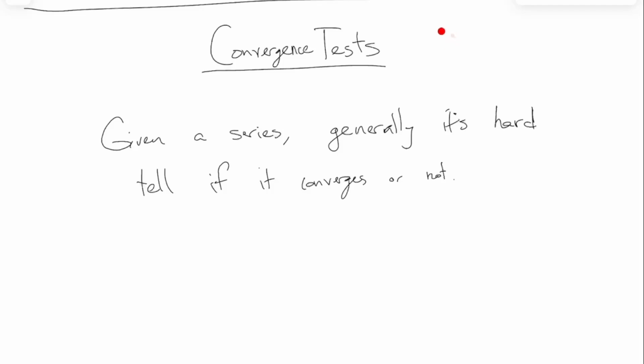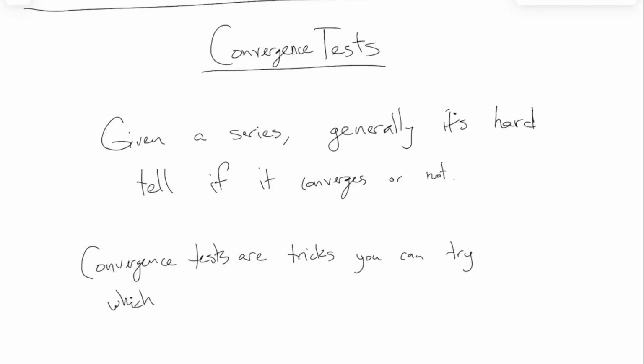What we have are a bunch of what we call convergence tests. These convergence tests are individual tricks that you can try which might tell you if it converges or not. There are several different tests that we're going to talk about. The first one is the integral test, which has to do with translating your series into an integral. There are other ones: the ratio test, the comparison test. There's a bunch of different tests.